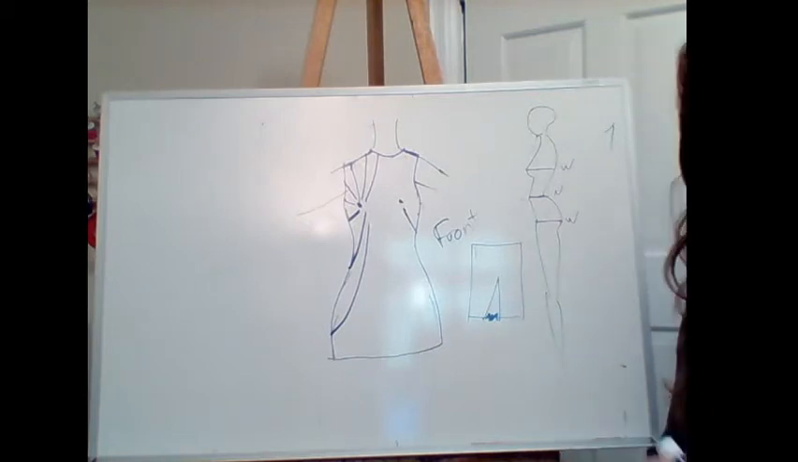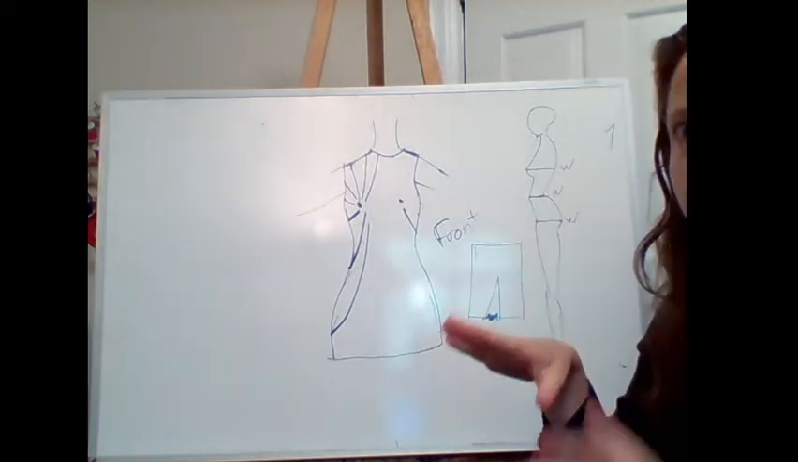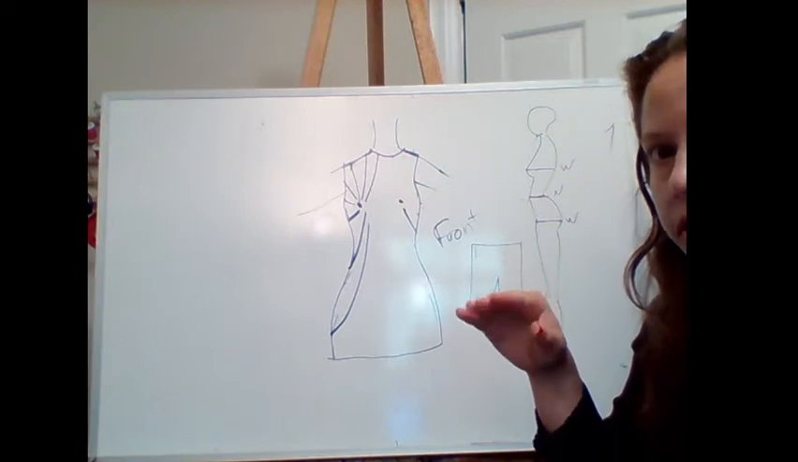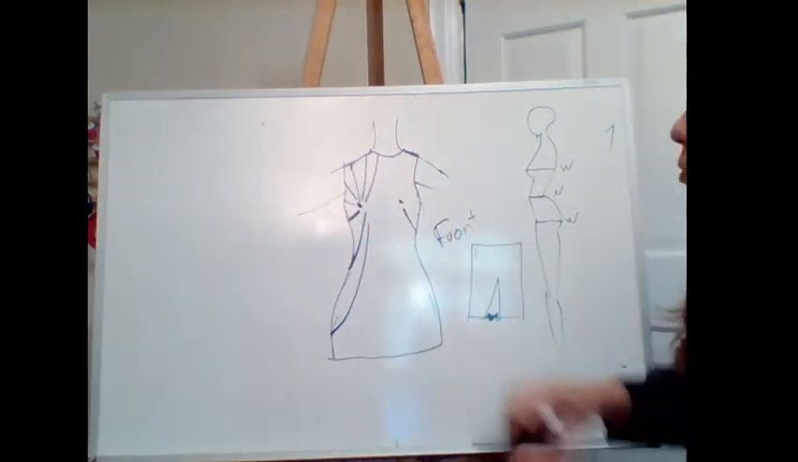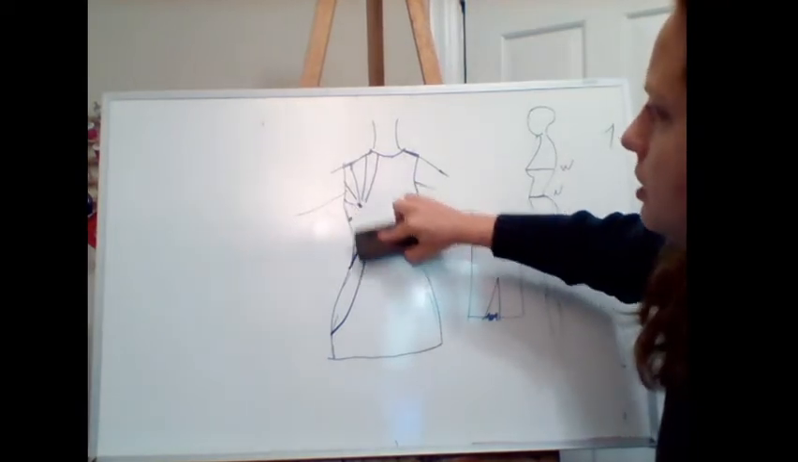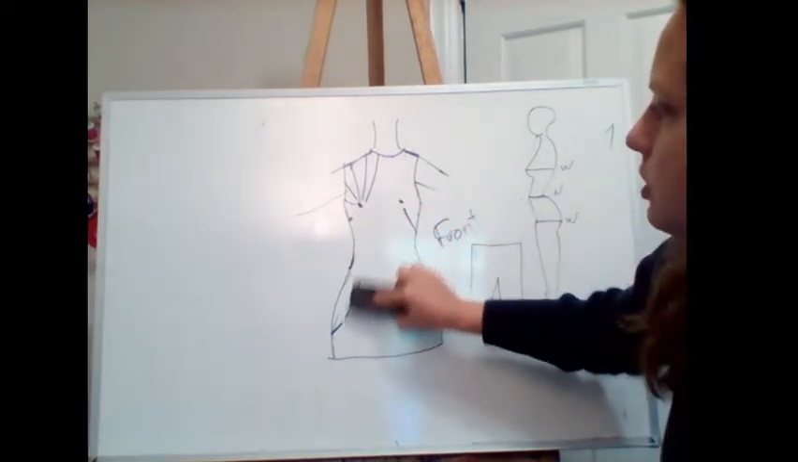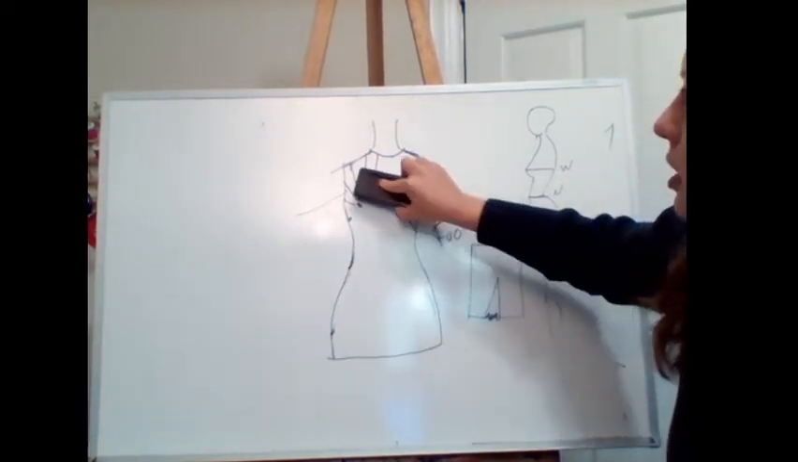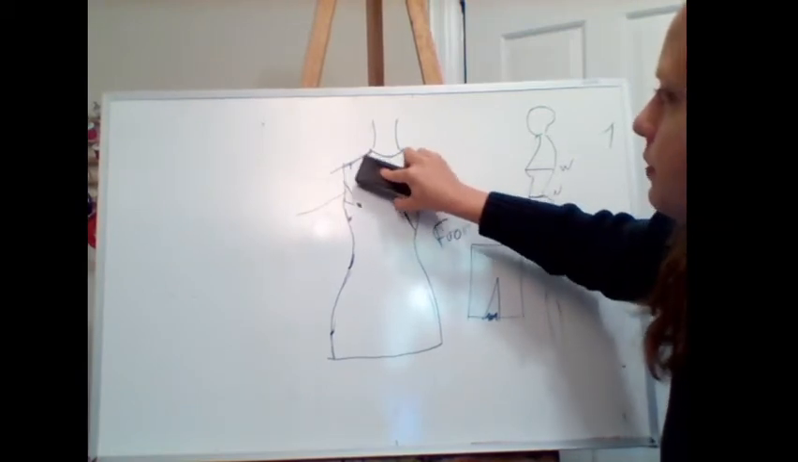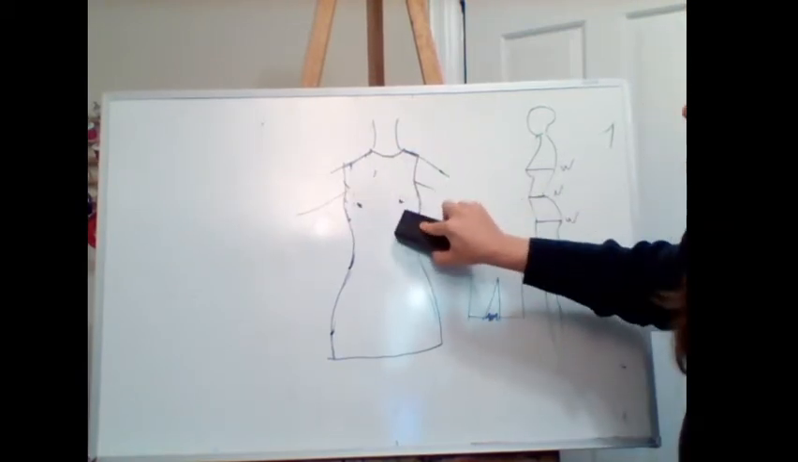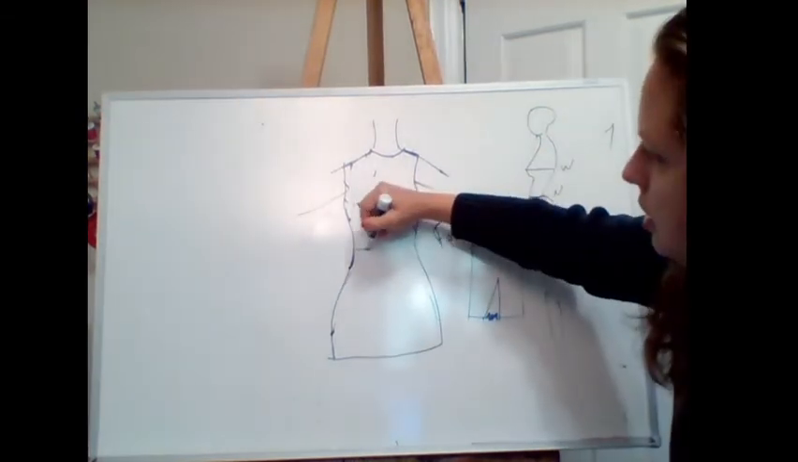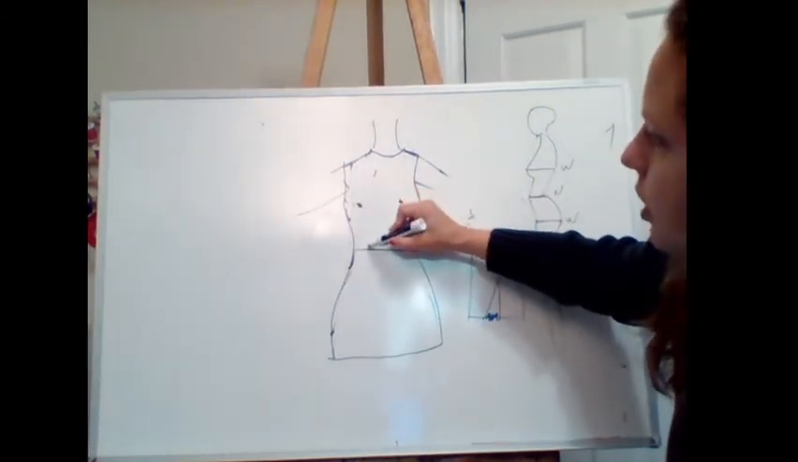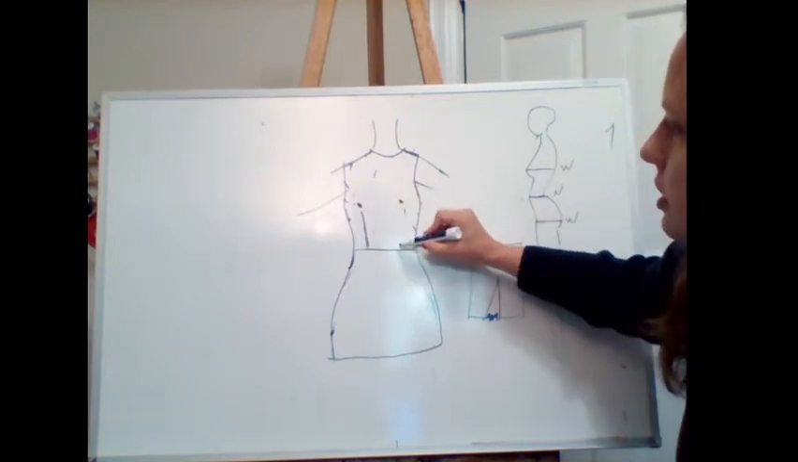So again, the rule for your darts are they come from the edge of a garment or a seam. Now they don't have to come from all the way to the end. So let's actually take a little bit of a look at maybe not an exception, but a sort of difference. What if I had a waist seam on this dress? Then I could have my darts coming up like this.